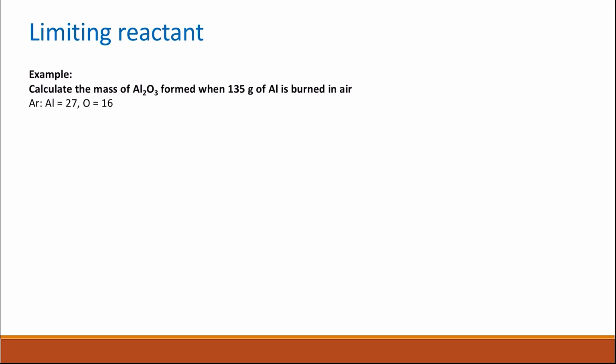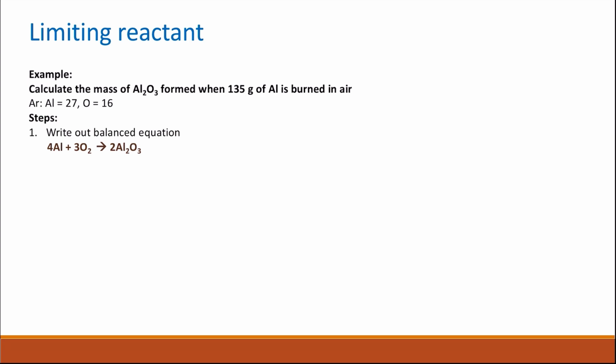If they ask you to calculate the mass of aluminium oxide formed when 135 gram of aluminium is burned in air, the relative atomic mass of aluminium is 27. For oxygen, it's 16. To answer this question, the first thing you need to do is to write the balanced equation. The balanced equation here is 4 moles of aluminium will react with 3 oxygen to give you 2 moles of aluminium oxide. Now you need to determine which one is the limiting reactant.